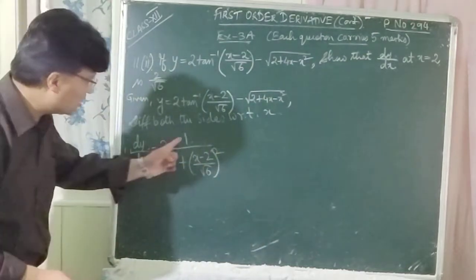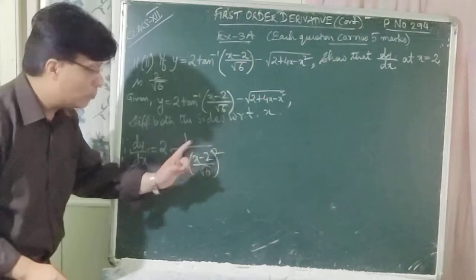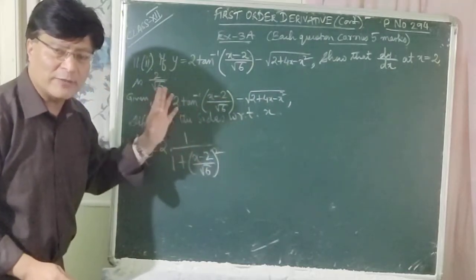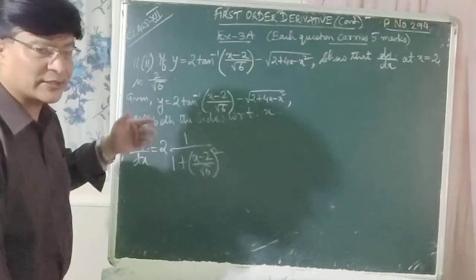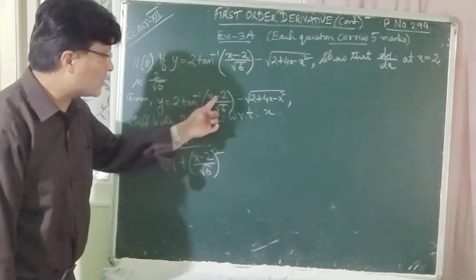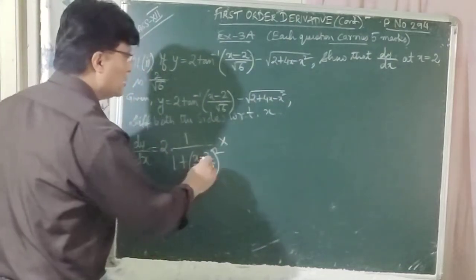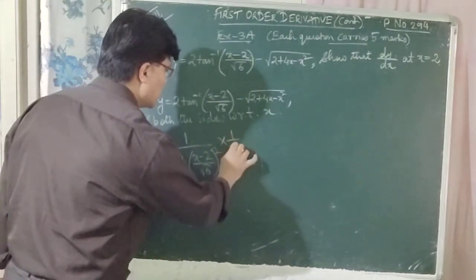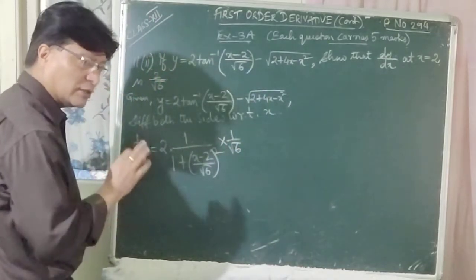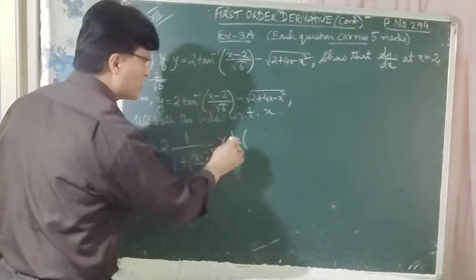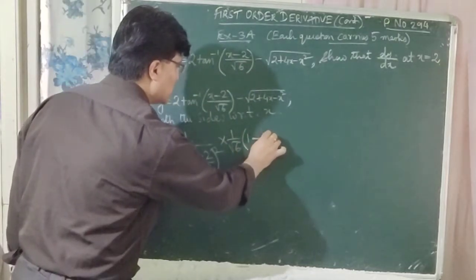Right? Actually it is 1 upon 1 plus x square. But here what is the value for x? X minus 2 by root 6. Again you have to differentiate the term which is assumed as x. That is, you have to differentiate x minus 2 by root 6 again, right? Into, so here 1 by root 6 is constant, you have to write it. So within bracket, what is the differentiation of x? 1 minus, what is the differentiation of 2?